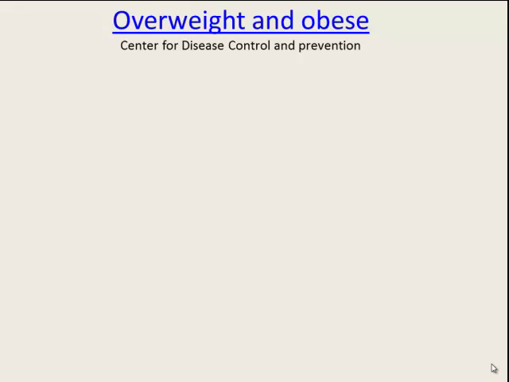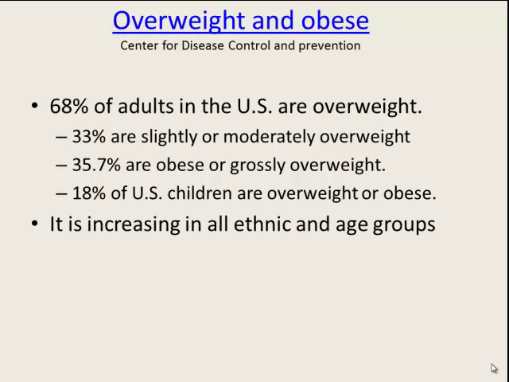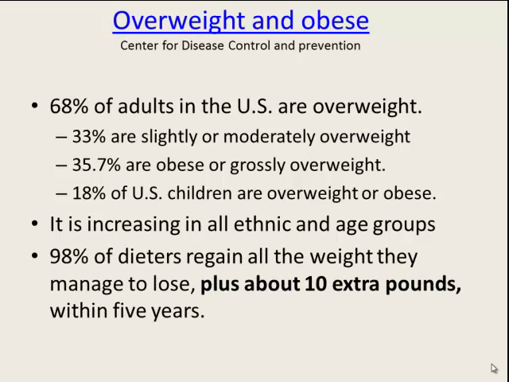So one of the big problems in the United States, of course, and around the world, is obesity. 68% of adults in the U.S. are overweight. These are very high numbers. The amount of children that are obese has increased. This increases in certain ethnic groups. We also know that 98% of dieters, especially if they lose weight quickly, regain the weight they've lost, but also tend to gain extra weight. It's that yo-yo effect. The best way to gain weight is to lose weight quickly.